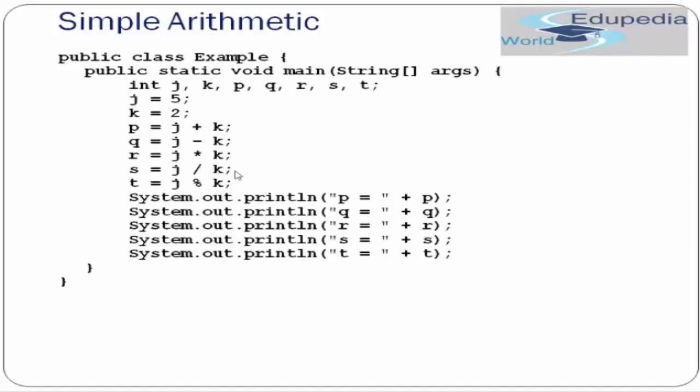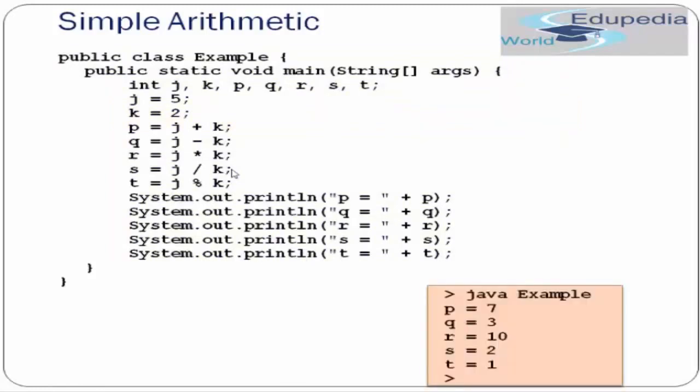Then we have t. t is equal to j modulus k. Over here, modulus gives you the remainder. The remainder that we get by dividing 5 by 2 is 1. So the value of t would be 1. Okay, I hope that's clear. And yeah, this is the output. I hope you also got it right. Okay, so let's move forward.